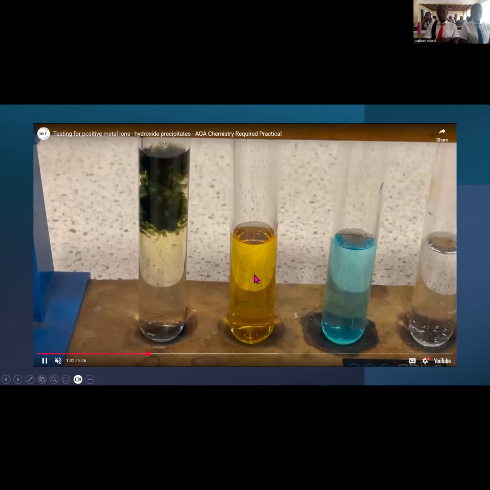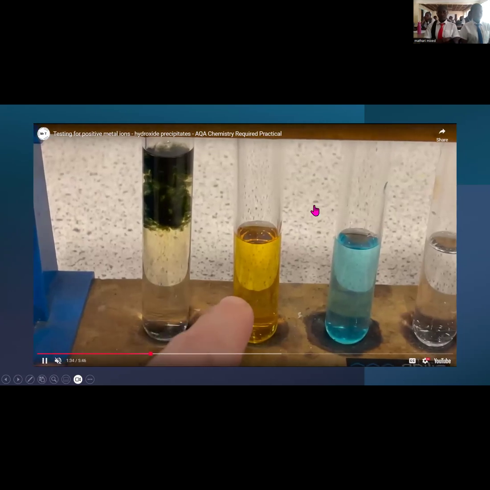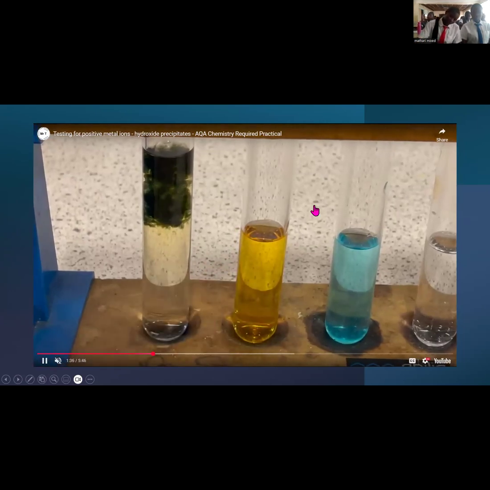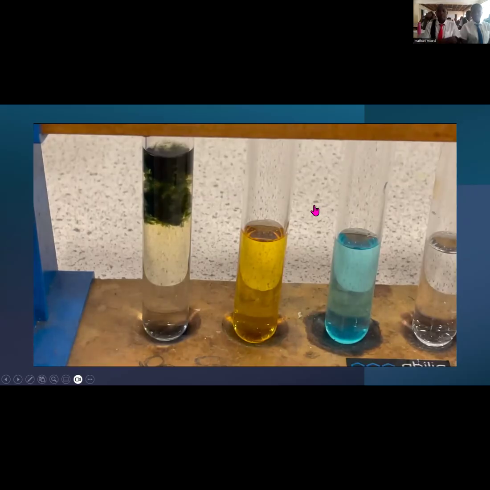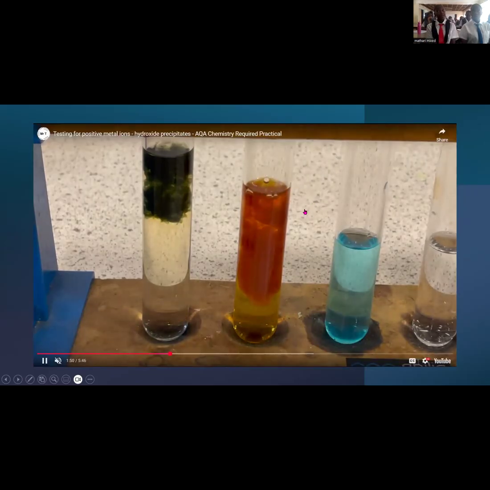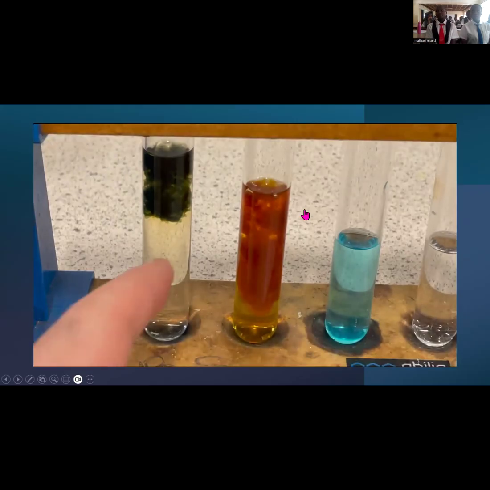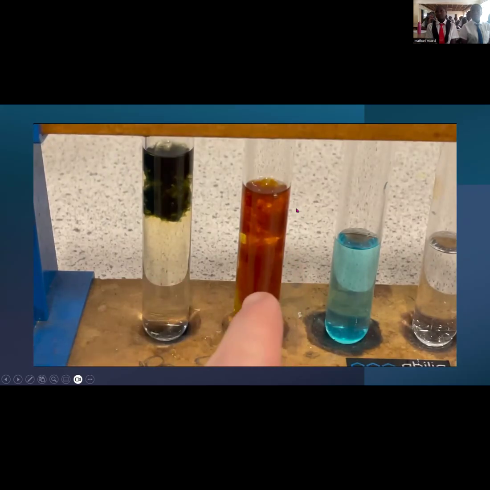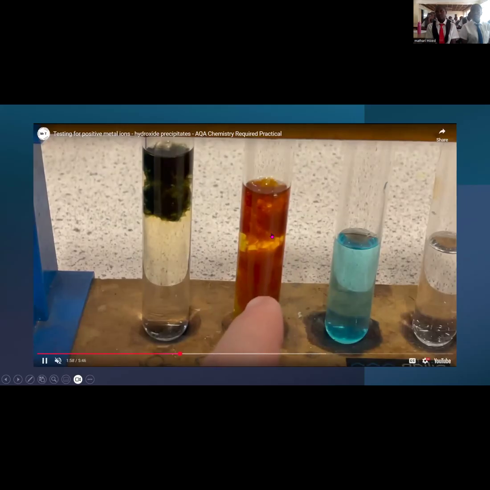The next one starts as a yellow solution. Let's add some sodium hydroxide to that. As I add sodium hydroxide, sometimes it takes a little bit for anything to happen, but this one is producing a rust-colored precipitate, a red-orange brown precipitate, and that shows Fe3+. Fe3+. So Fe2+ on the left, Fe3+ on the right.